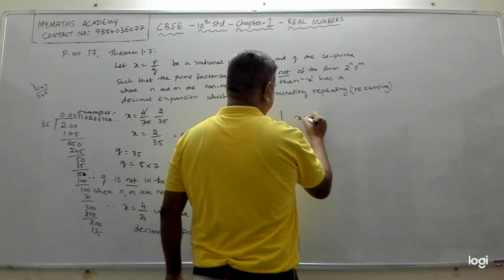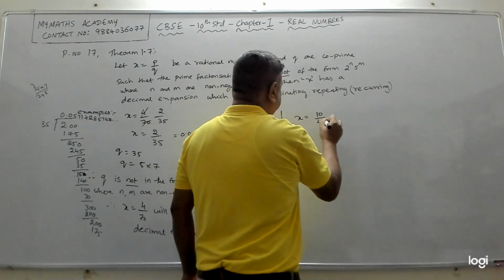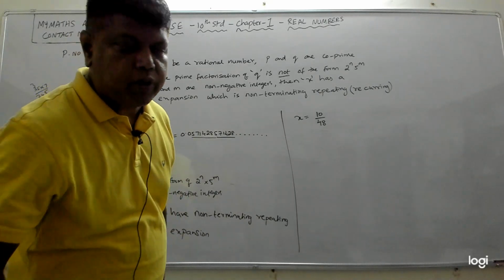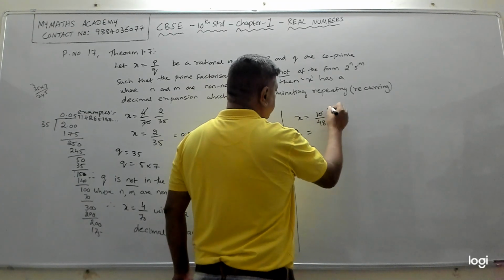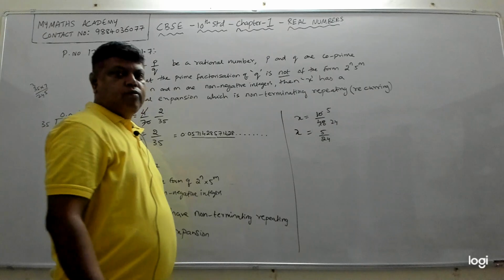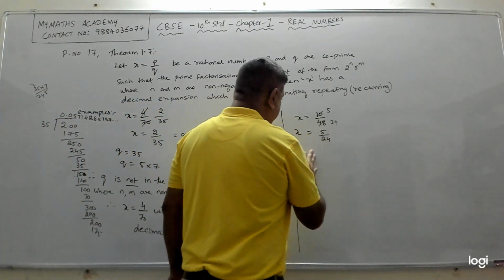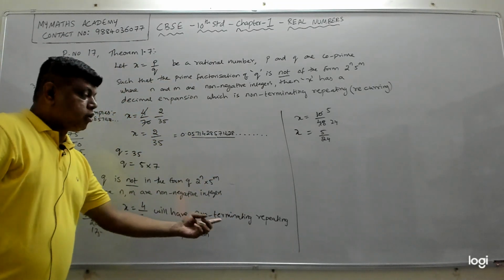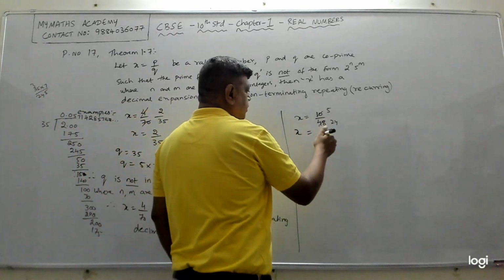Suppose x is equal to, one more example, say 10 by 48. Then we will have to simplify this. If I simplify this, 2 5s are 10, 2 into 24. So you get 5 by 24. Now we need not divide. Without doing actual division, we have to check whether it will have a non-terminating but repeating decimal expansion. For that, now we have simplified.